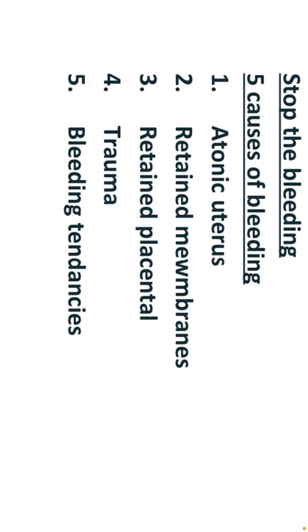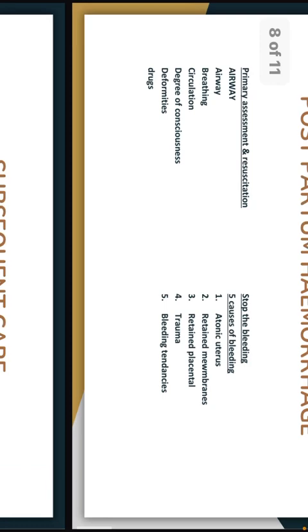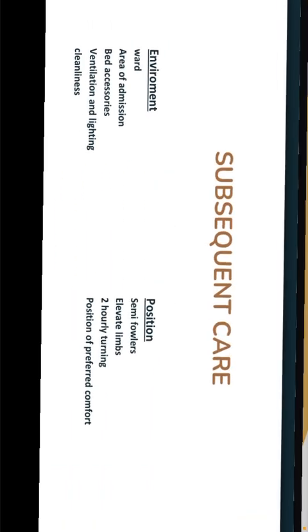Then the last one, if the cause of bleeding is due to bleeding tendencies, for example, prothrombin deficiency, you're going to give vitamin K. You're also going to give tranexamic acid, and you're also going to give blood, so that at least the woman does not die due to anemia. So, ladies and gentlemen, with that done, we move to the next set of headings, and that is the subsequent care.